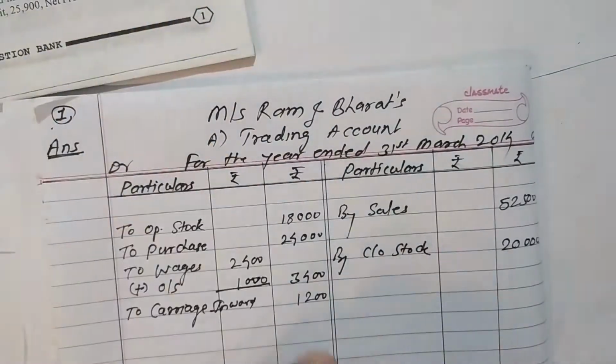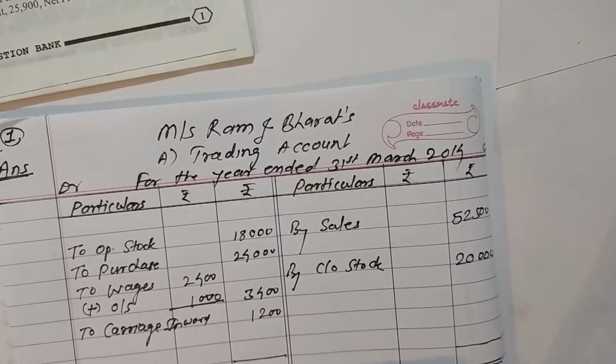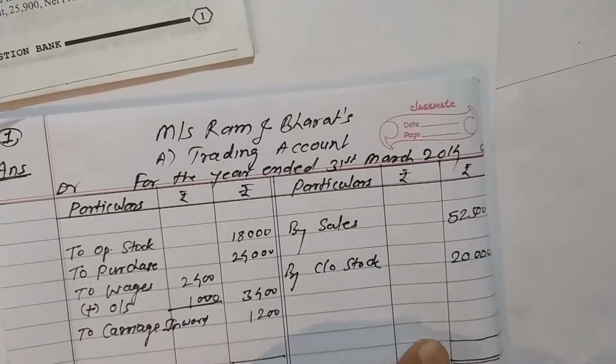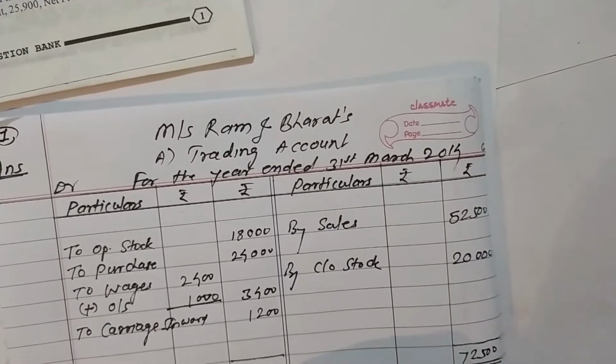Okay. Now, nothing else is appearing on the credit side. Now you close the trading account. Total of this side and total of this side. Total will be 72,500. Right here it is 72,500.